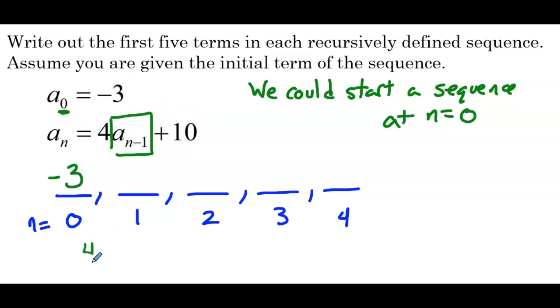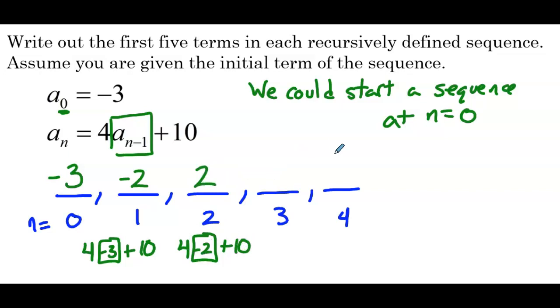So if I write underneath, 4, -3 goes in the box, plus 10. So I'd have -12 plus 10, that's -2. And then -2 would go inside of the box plus 10. So -8 plus 10, that would be +2. Now let's try to find the last two terms without writing anything out. So 2 goes in, 4 times 2 is 8, plus 10, that's 18. And then 18 goes in, 18 times 4, so that's 40 and 32, so 72, plus 10, that's 82. So this sequence is -3, -2, 2, 18, 82.